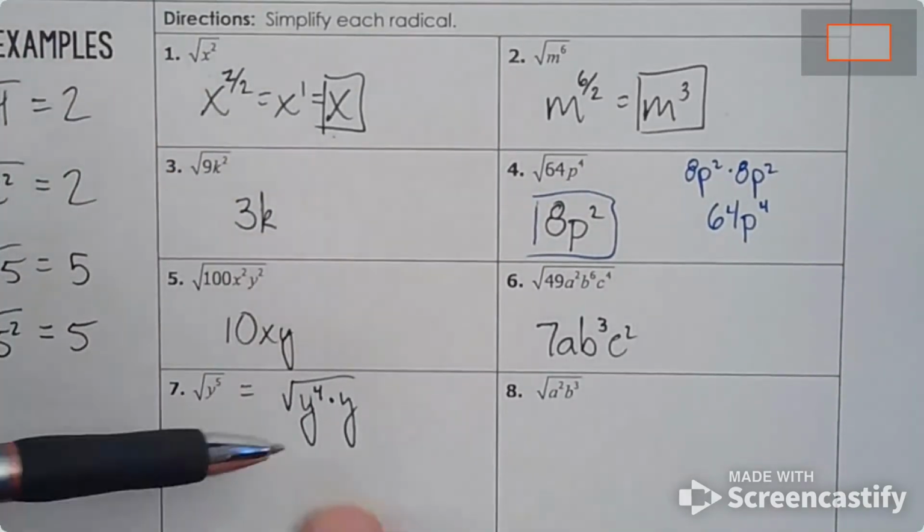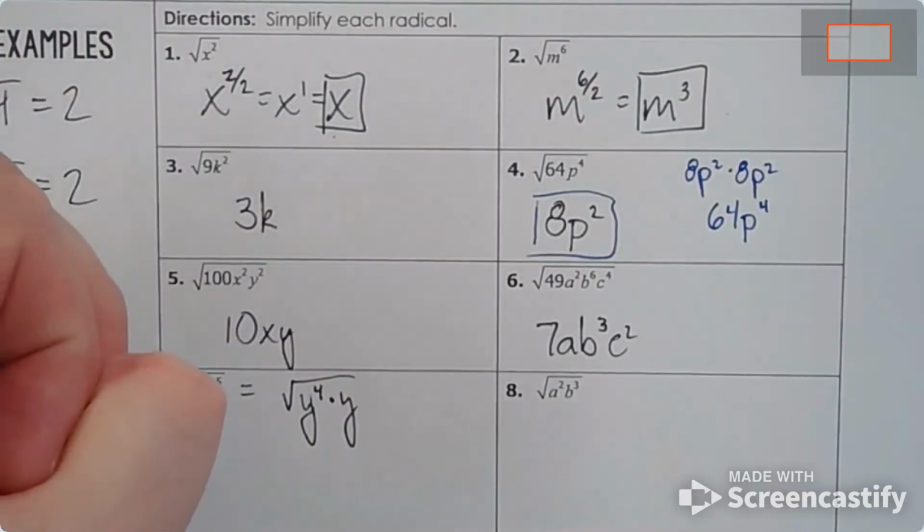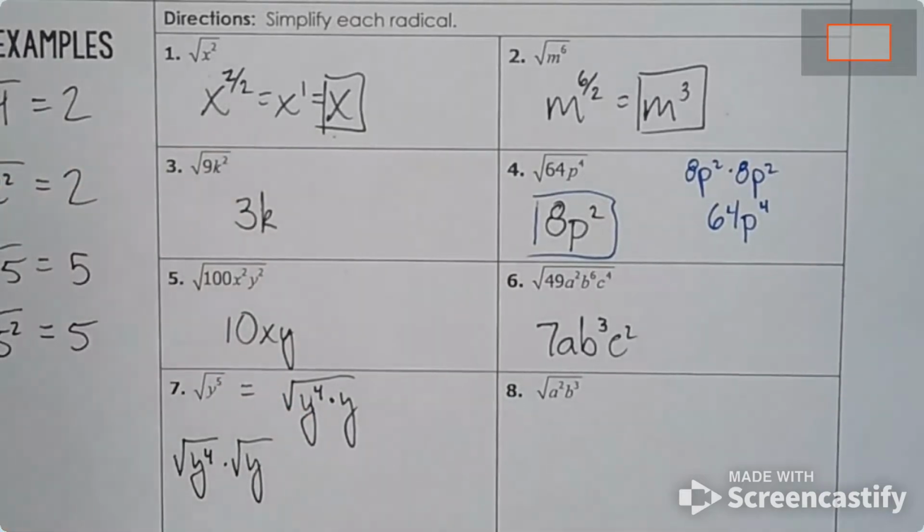So, y to the 4th power. By the way, we can break these apart immediately if we want to. We could say y to the 4th power, square root of y to the 4th power times y.